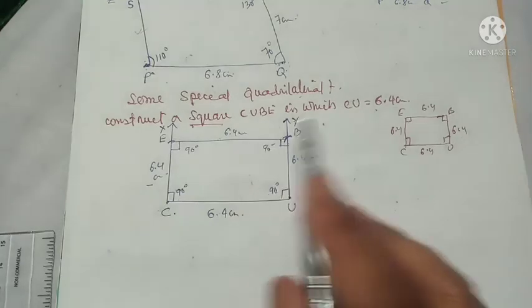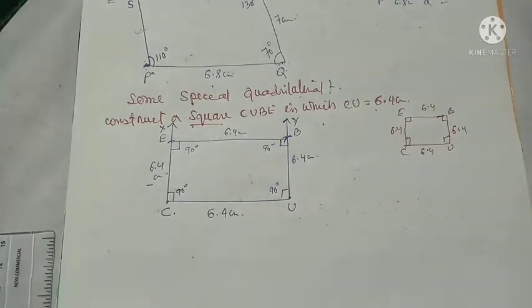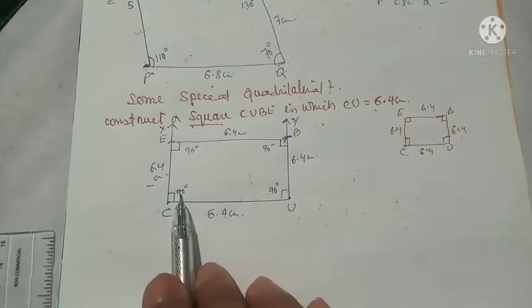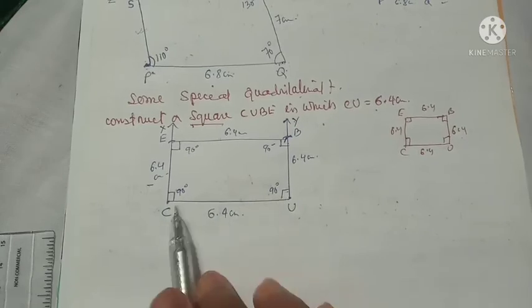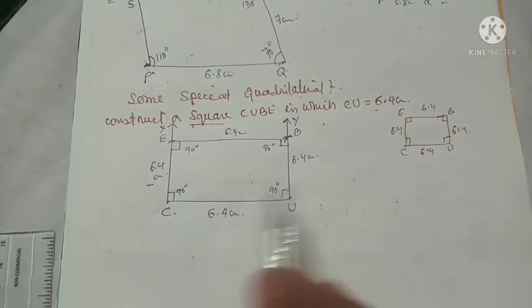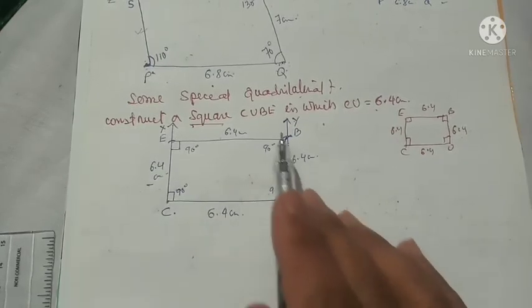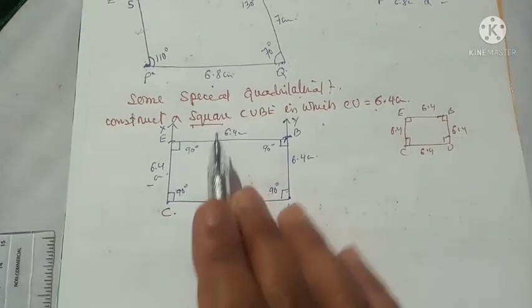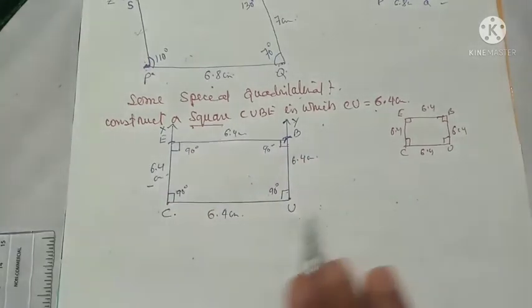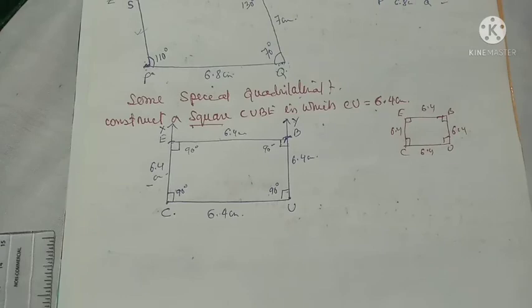So we do not need to measure the 90 degrees here again, because we have already measured that three sides are equal. Then definitely these two angles will also be equal, and this side will also be equal, according to the properties of the square. This is for the special quadrilateral. Okay, we have drawn the square.